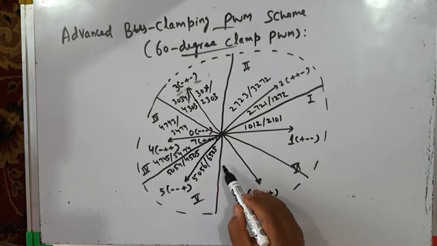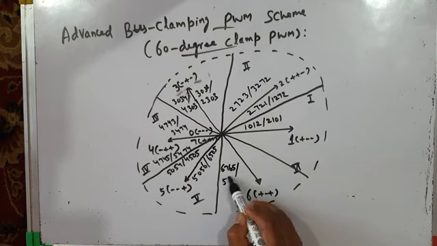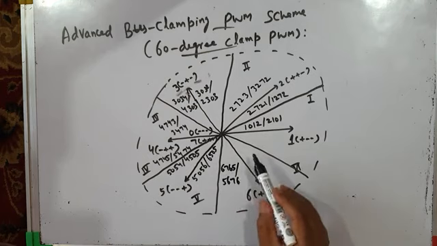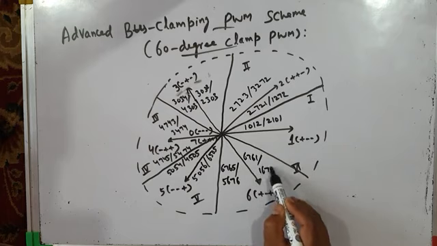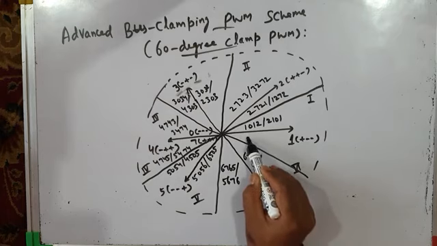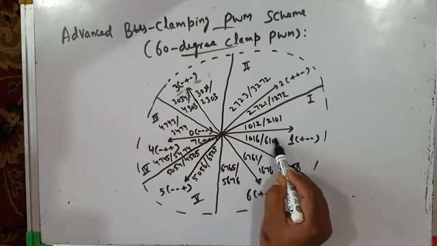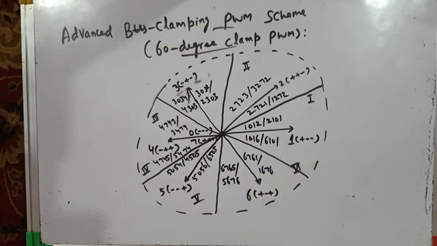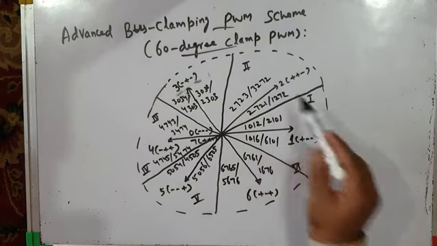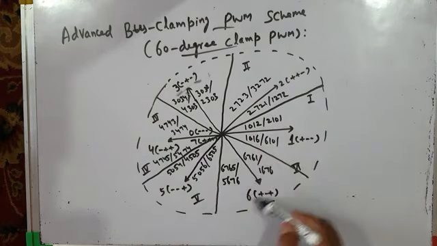6 5 0 5, then 6 7 6 5, 5 6 7 6, then 6 7 6 1, 1 6 7 6, and finally 1 0 1 6, 6 1 0 1. Okay, so this is the switching sequence in different sectors.